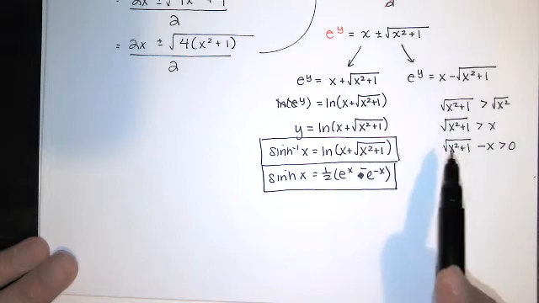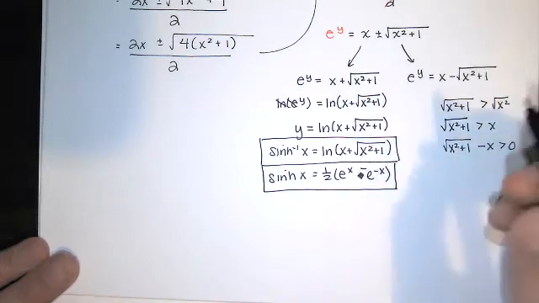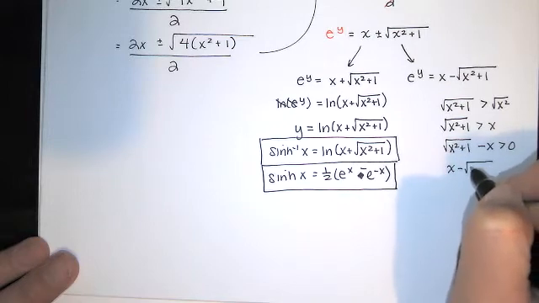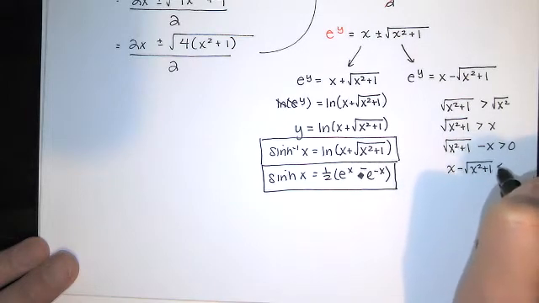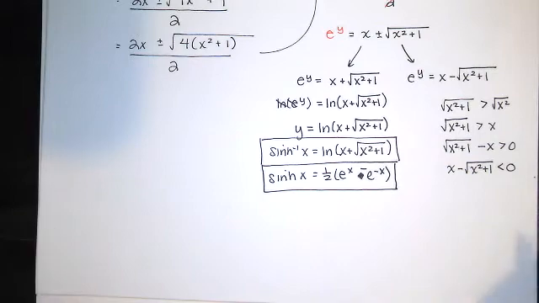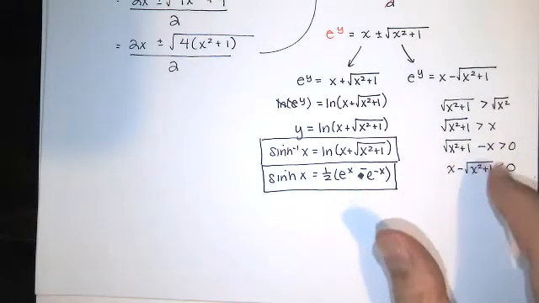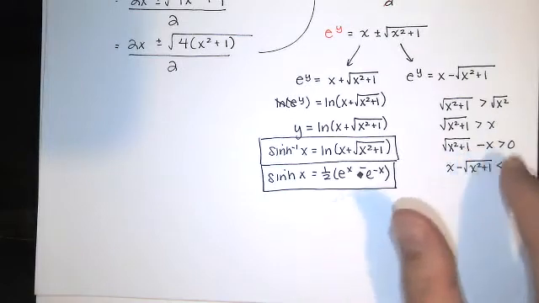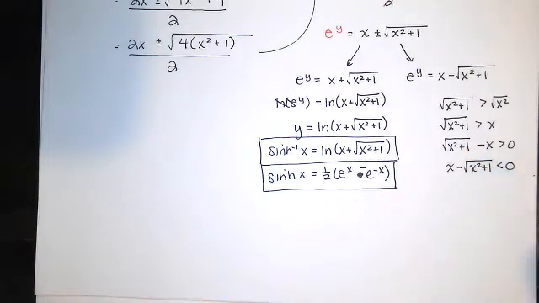And if I multiply both sides of this inequality by -1, I get x minus the square root of x squared plus 1 is less than 0. So if I multiply this side by -1, I change that order. And multiplying an inequality by -1 changes the direction of that inequality. So you might be saying, so what?